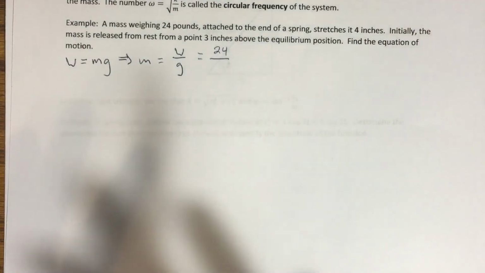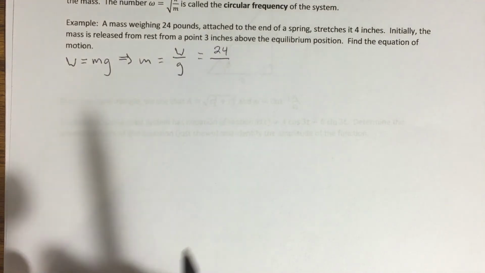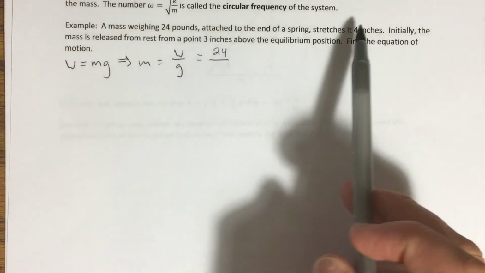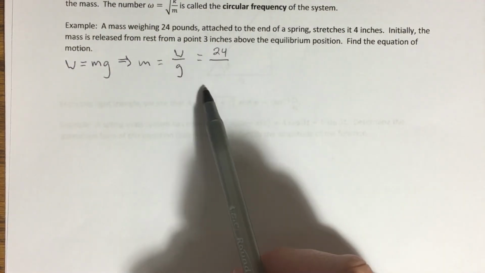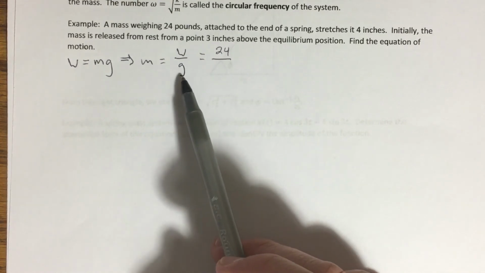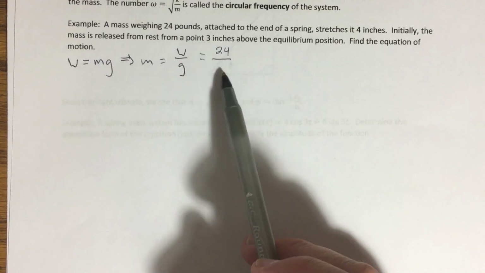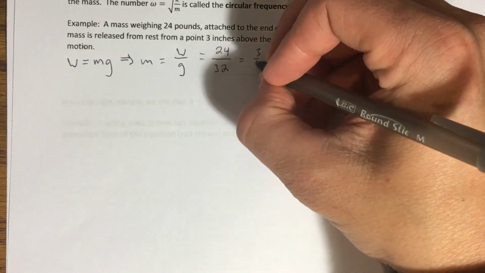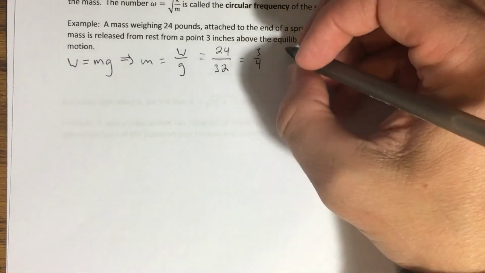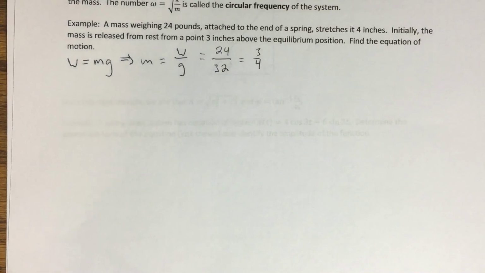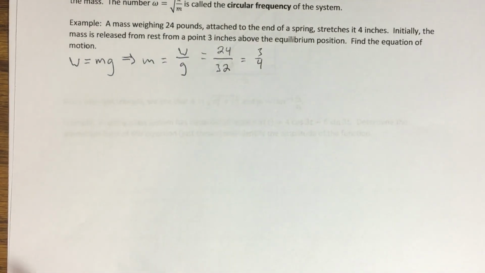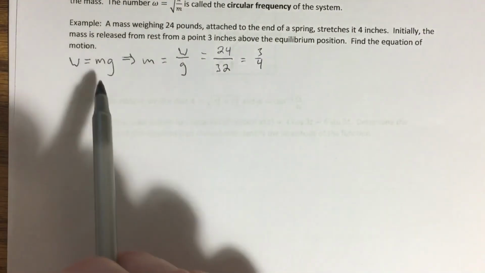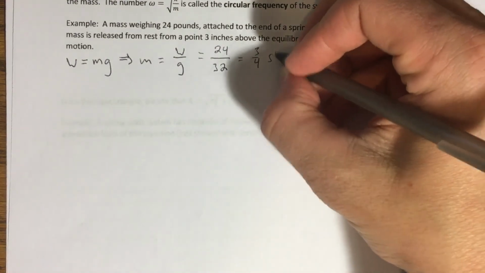G is not 9.8. Remember, that's in metric units. We're using imperial units, pounds, inches, feet, that kind of stuff. The acceleration due to gravity in imperial is 32 feet per second squared. So I'm going to say 32 here, which simplifies to 3/4. And the unit of mass, you may not actually know this, but the unit of mass in imperial units is slugs.